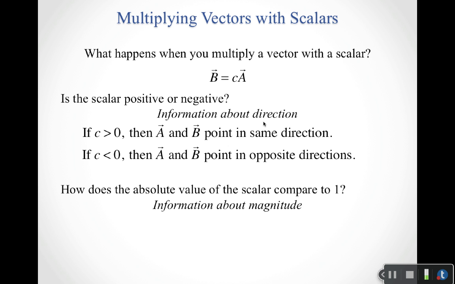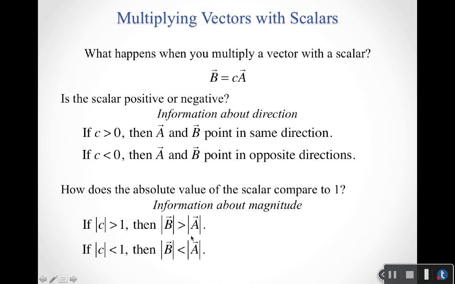The other question we can ask is, how does the absolute value of the scalar compare to 1? This is going to give us information about magnitude. If the absolute value of our scalar is greater than 1, then the magnitude of vector B will be greater than the magnitude of vector A. The example we saw was our scalar of +2. The magnitude of that is 2, and sure enough, 2A was twice as long as A. If, on the other hand, the absolute value of our scalar is less than 1, then the magnitude of vector B is going to be less than the magnitude of vector A. This was the situation where our scalar was -1/2. The negative sign doesn't matter here because we're just taking the absolute value. What we found was that the magnitude of 1/2 A is less than A. It's actually half of the magnitude of A.